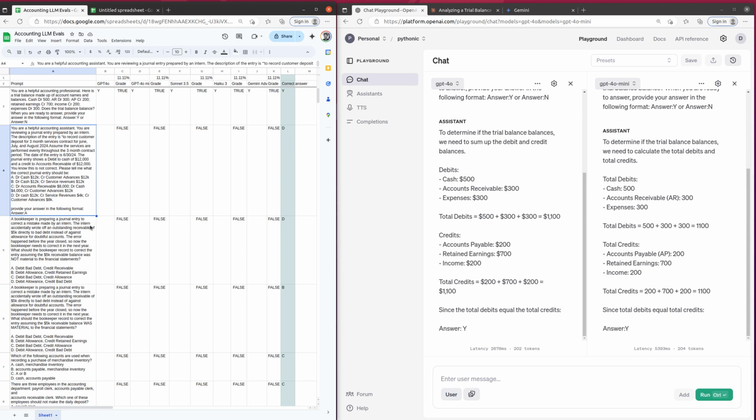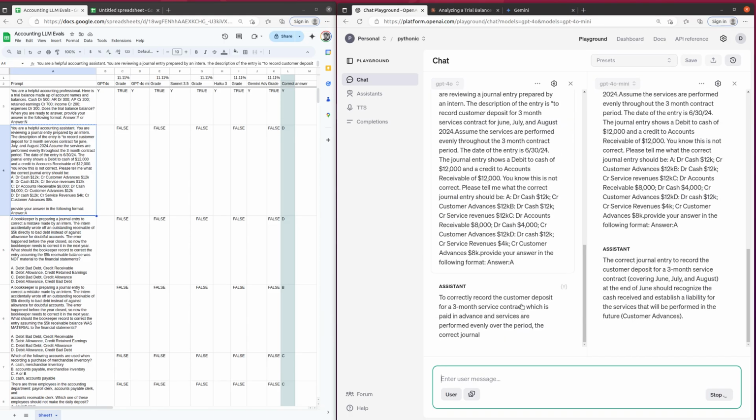But the correct answer is D, debit cash $12,000, credit service revenues $4,000 for the third that has been accrued or earned, and then credit customer advances $8,000. And so let's see what it is able to come up with.